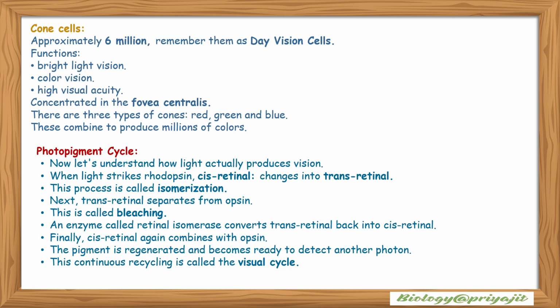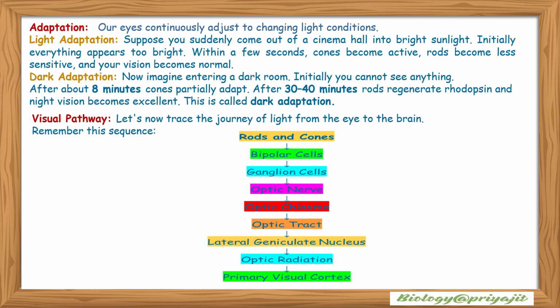An enzyme called retinal isomerase then converts trans retinal back into cis retinal. Finally, the cis retinal again combines with opsin and the pigment is regenerated and becomes ready to detect another photon or the ray of light. This continuous recycling is called the visual cycle.